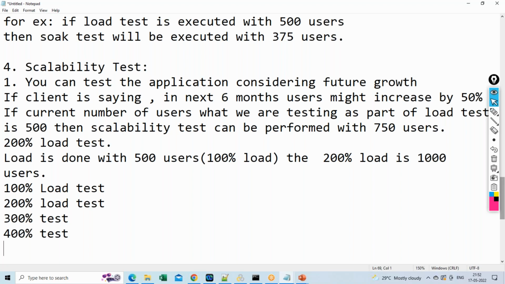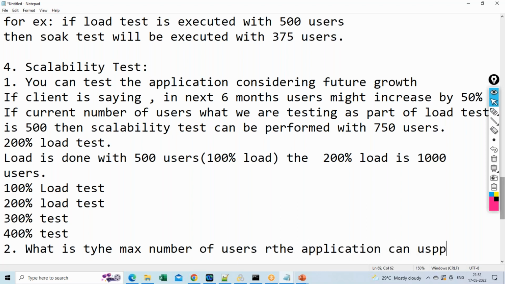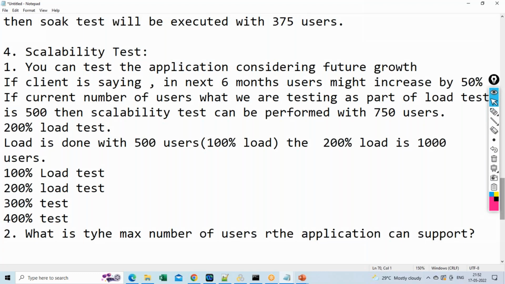Okay, I'll add just one more point: what is the max number of users the application can support. We can derive this also by simply increasing the number of users, and at some point of time we will come to know where the performance is getting degraded. When I say performance degradation, what does that mean? It means the response times are increasing. Earlier it used to be 2 seconds, 3 seconds. Now it is 10 seconds or 15 seconds. Okay, so that is all about the scalability test.